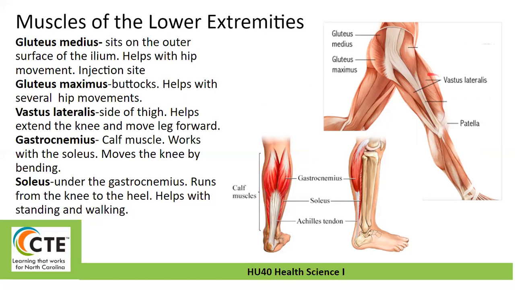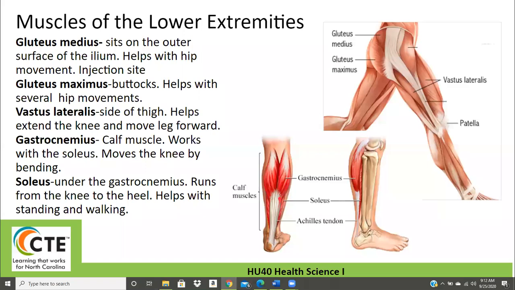So quad muscles, there are 4 muscles that make up that thigh muscle. The gastrocnemius is our calf muscle. So here it is right here. It's located here and here. That's the gastrocnemius. It works with the soleus muscle. The soleus muscle is located under the gastrocnemius, so right in this area. Okay. And then the Achilles tendon is what actually attaches the gastrocnemius to the heel.